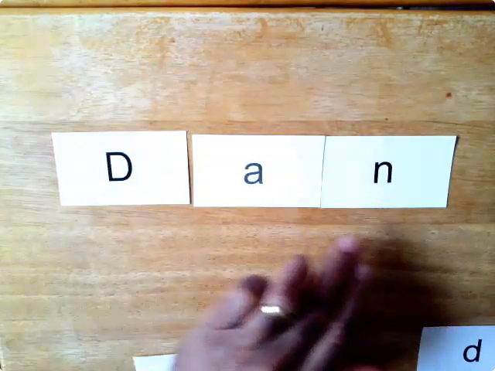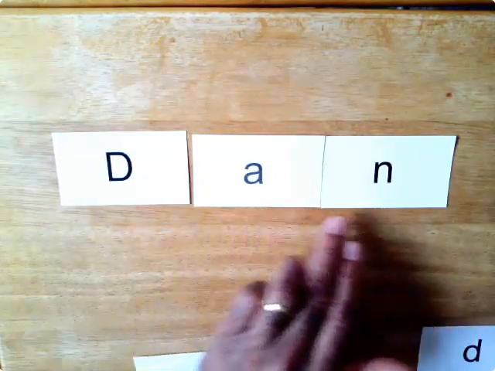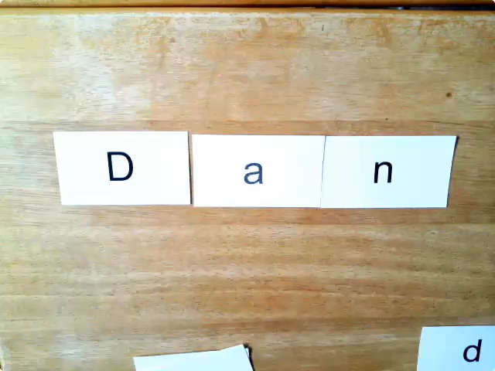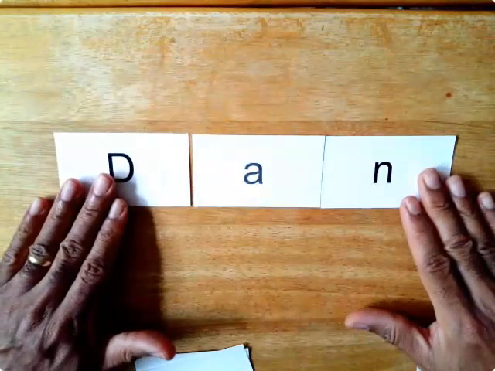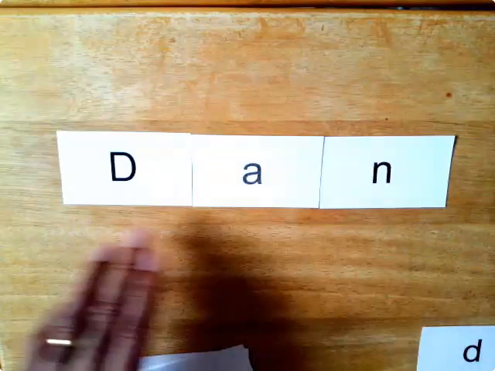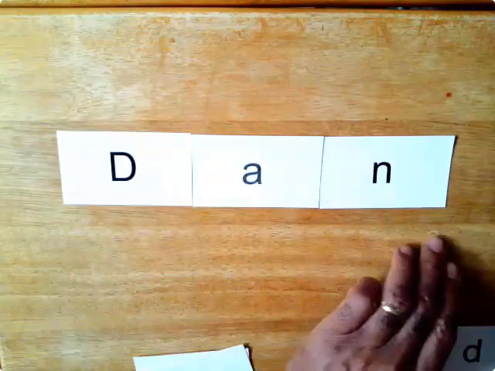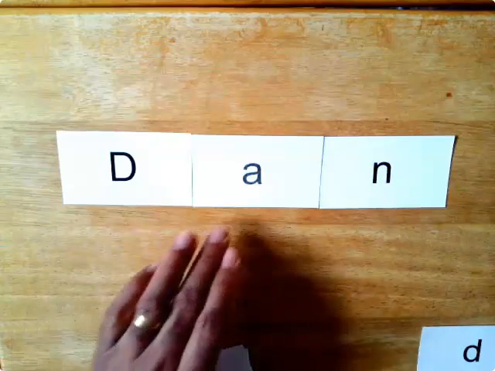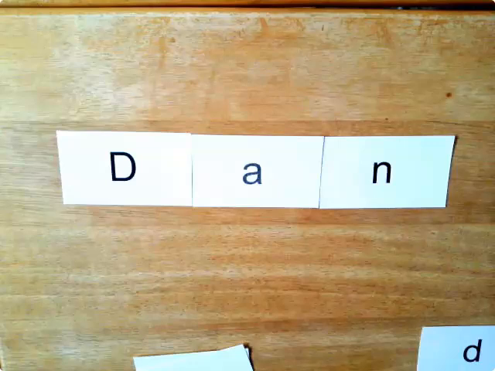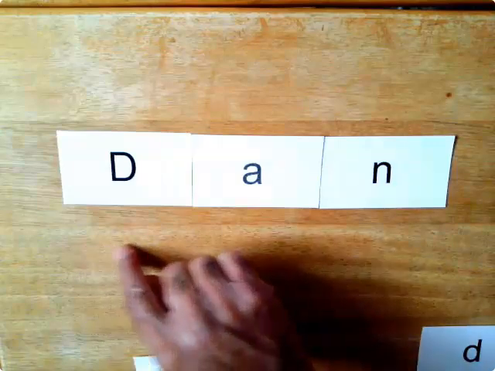D. We now have three letters and three sounds, but one word. Let's put it together now. Blend those sounds. Dan. So I don't say D-an. I can sound it out that way, but when I say the word, I'm going to blend these sounds. Dan.